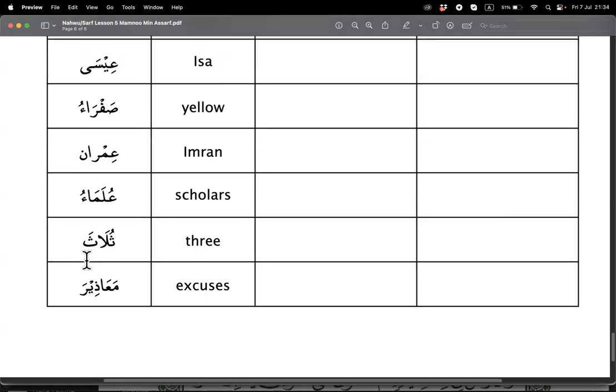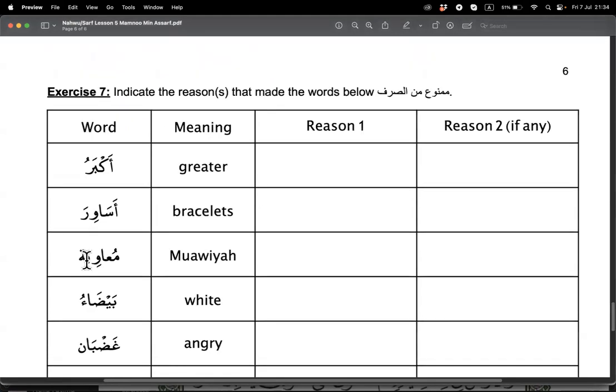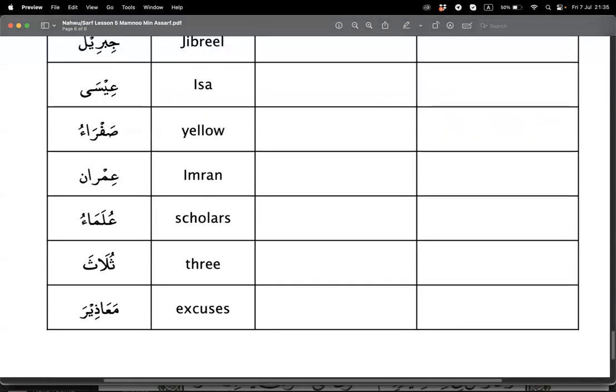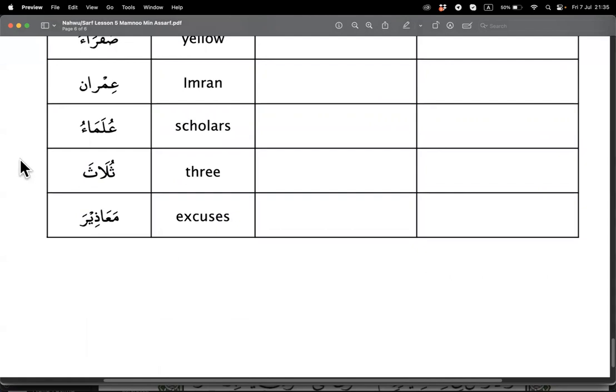Whenever you see a word that has no tanween, you should ask yourself, why is it no tanween? Is it a mamnu min as-sarf word? Okay, so we can finish Mamnu min as-Sarf, alhamdulillah.